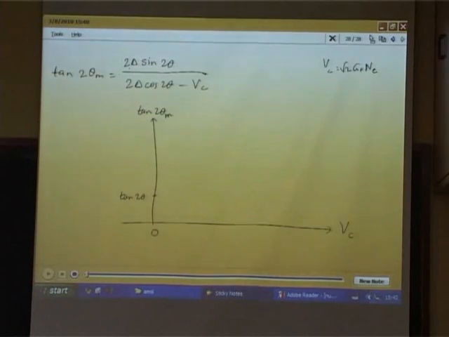In fact, when VC is equal to 2 delta times cos 2 theta, the denominator becomes equal to 0 and tan 2 theta actually goes up. So if you want tan 2 theta, I start at this point, it increases as VC increases, and at some point it goes up.